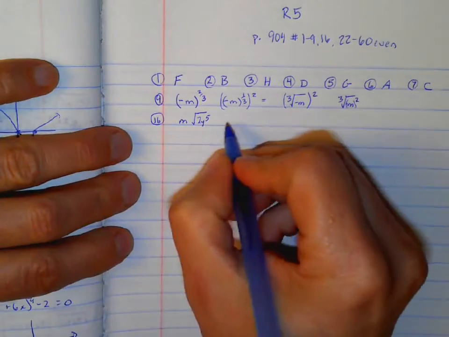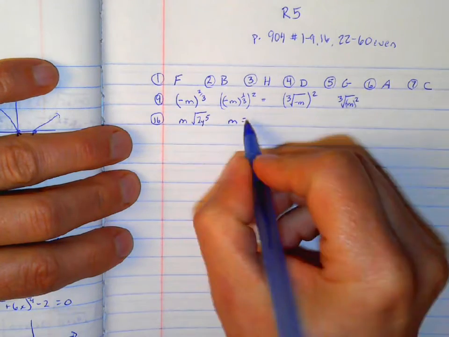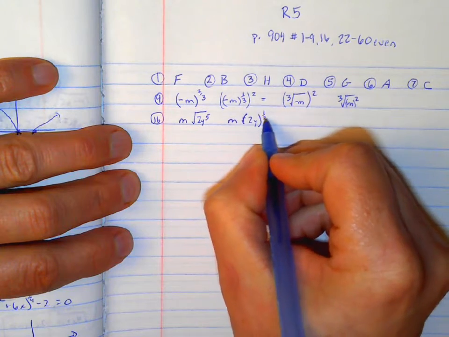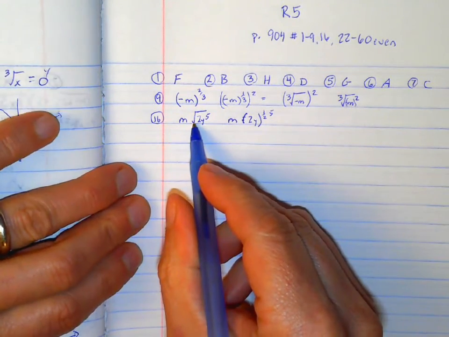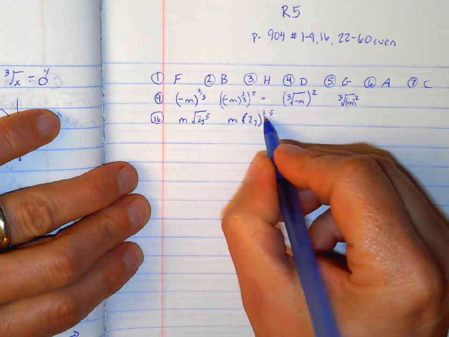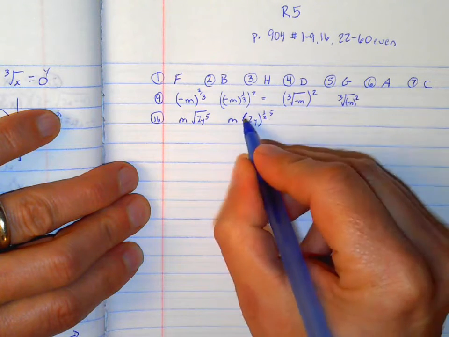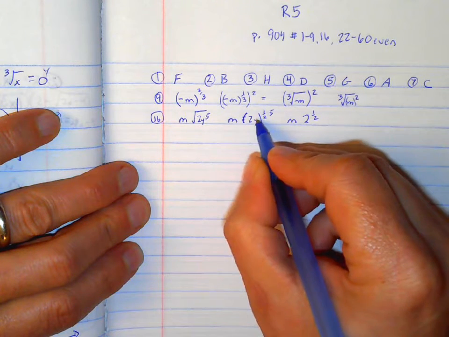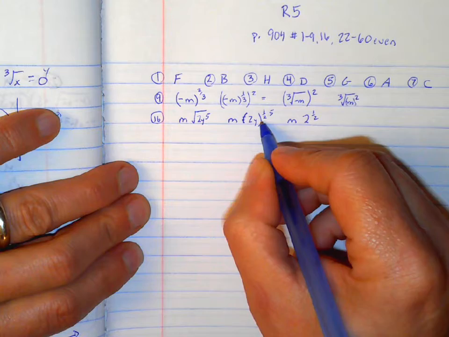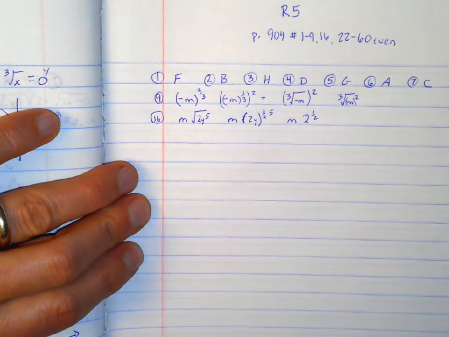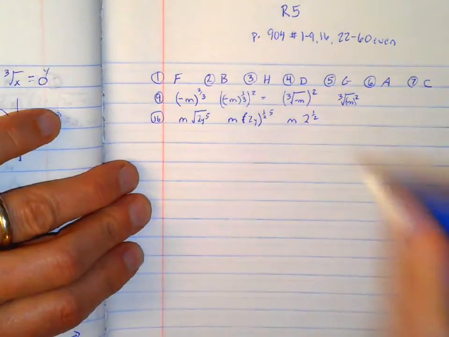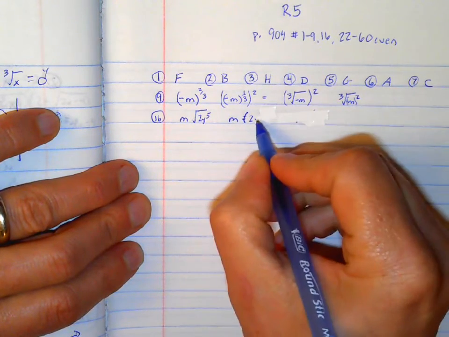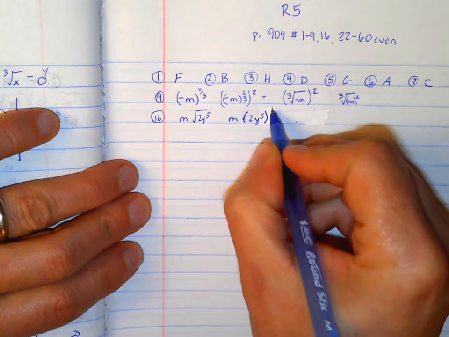Okay, this one we want to write as an exponent. So we got m, and then times the 2y to the 1/2 to the fifth, okay, 1/2 because it's a square root, and so I have m, and then I have 2 to the 1/2 distributed. I'm sorry, I have that wrong there. Okay, the whole thing's not to the fifth power, so it's 2y to the fifth to the 1/2.